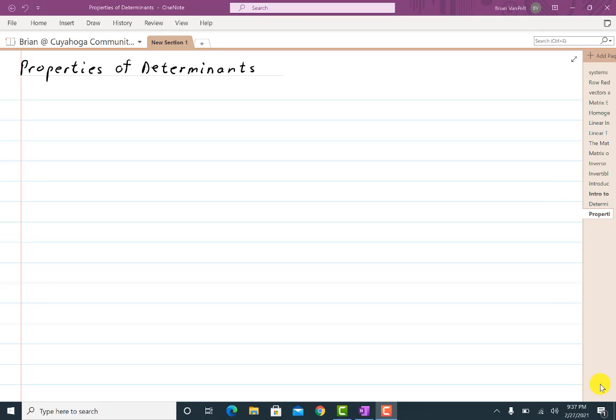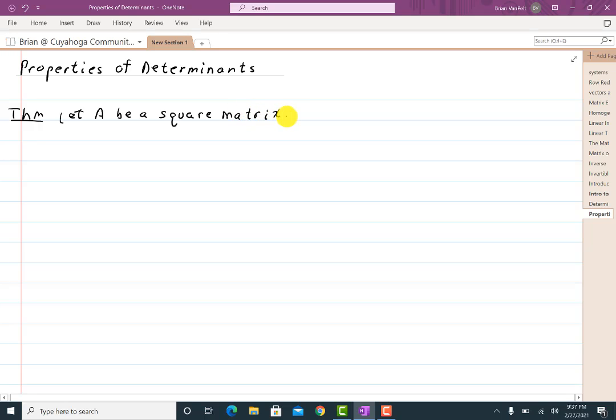In this video, we're going to go deeper into determinants than we have before, looking at some of the properties. And I'll start, of course, with a theorem to get things started. So we're going to let A be a square matrix. Remember, determinants are only defined for square matrices.